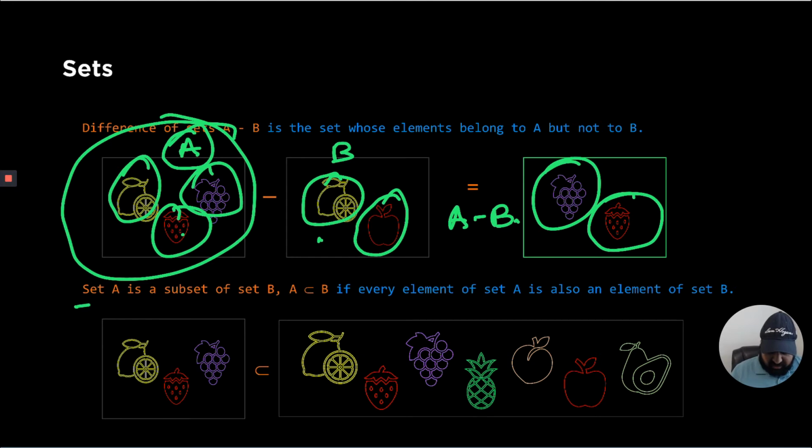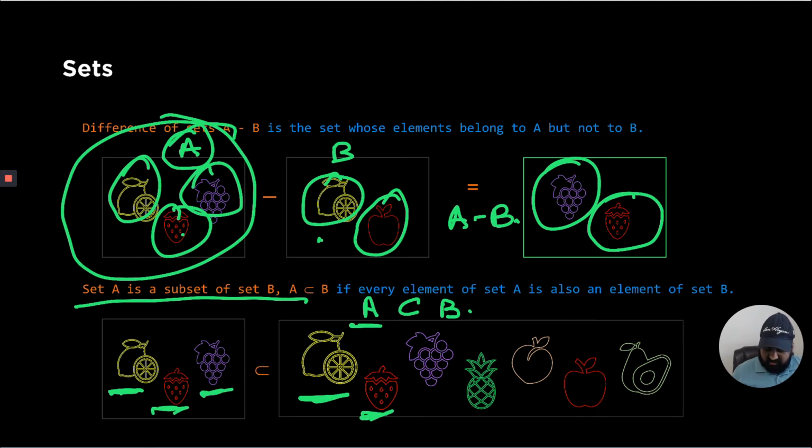So the final operation is set A is a subset of B, and this is denoted by A is a subset of B. In this case, every element in set A will be in set B. So in this case, you can see lemon is here in set B, strawberry is here in set B, and grapes is here in set B. Let's say if I had another kiwi, then we would denote these two sets as A is not a subset of B.